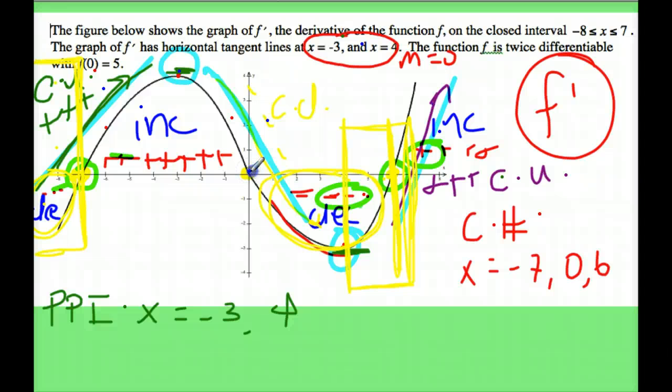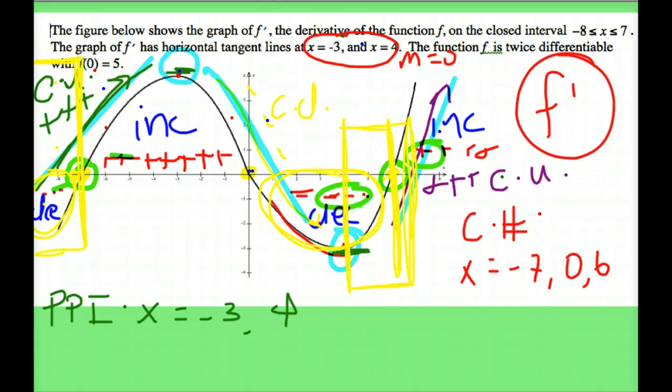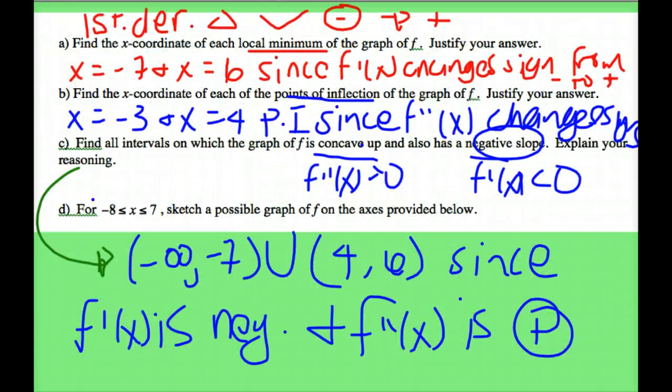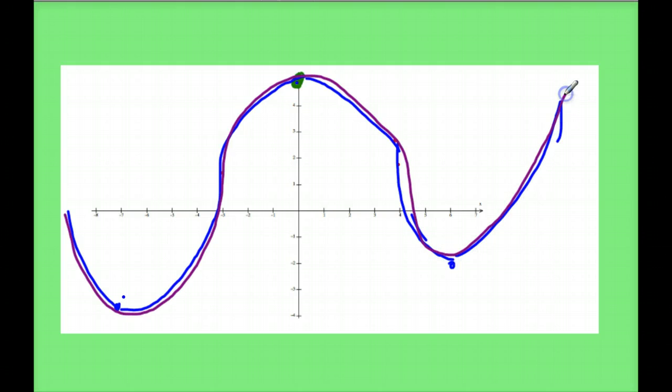Once I get here, I'm decreasing, but I have a negative slope. So decreasing means I'm going down, and a decreasing slope means I'm concave down. So that means I go like this. Took care of this part, and so our last part right here is on this side I'm increasing and I'm concave up, which means something like this. So our full sketch should look something to the degree of that purple line. Okay, so that's a possible graph of the original function.